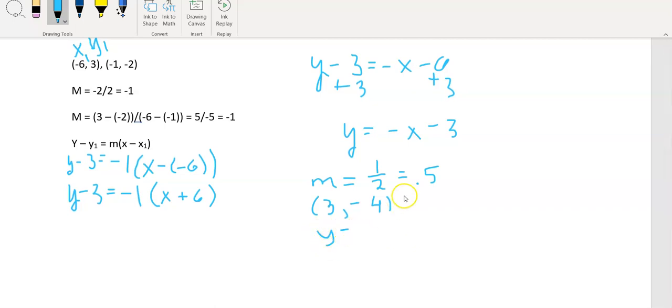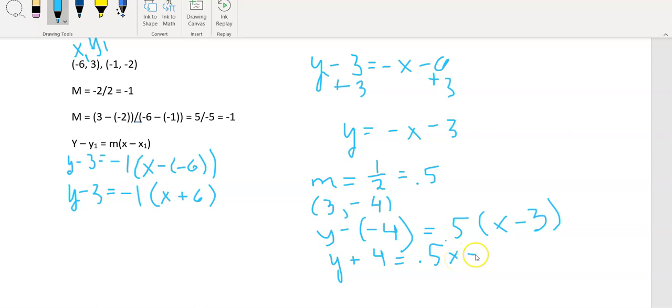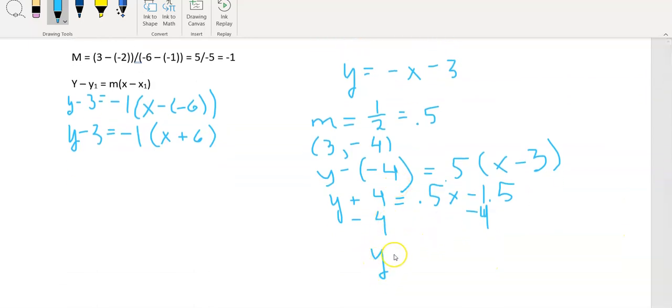So I'll have y minus y1 would be a negative 4. M is 0.5. And then x minus 3. And I can go ahead and change my negative negative into a plus. And let's distribute the 0.5. So that's 0.5x. And then 0.5 times 3 would be 1.5, and it's negative. Okay, and then let's bring over the 4. Sorry, I know that looks bad. There we go. And then we get y equals 0.5x minus 5.5. All right, so let's put in 0.5x minus 5.5 back here.